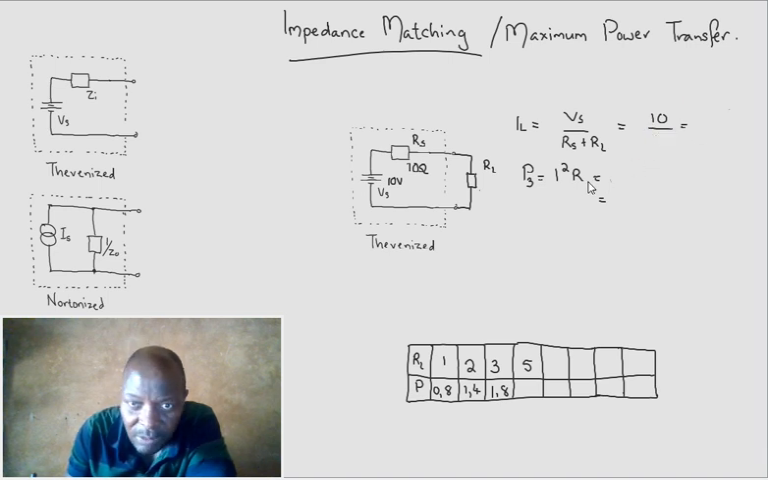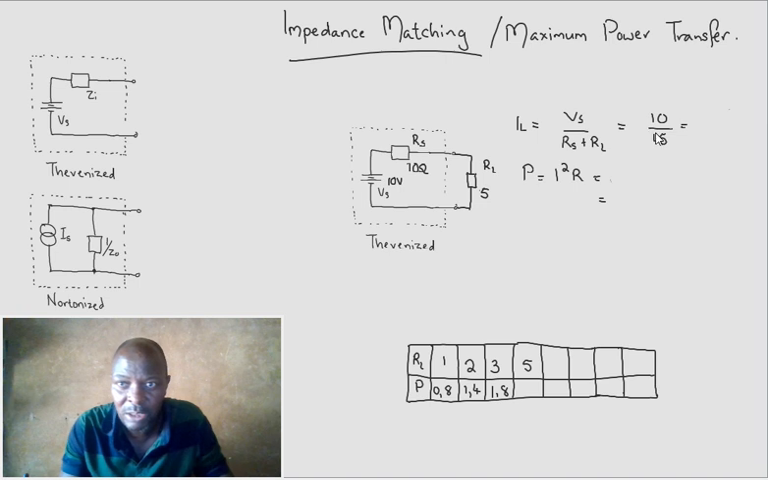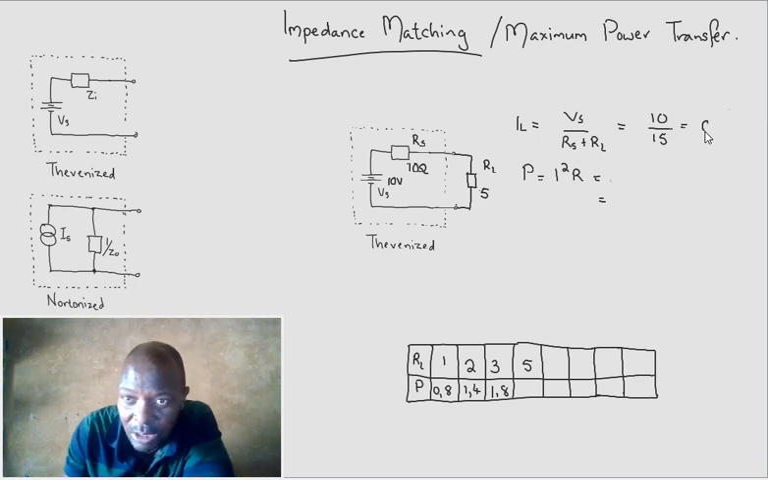We're now at 5. So we are going to say our power, when the resistance is 5, is going to be 10 over 15, because the supply is 10 and the load is 5, so it's going to be 15. 10 over 15 is actually what? 0.66. Let's just satisfy people. 0.6 is enough. Okay, 0.6.